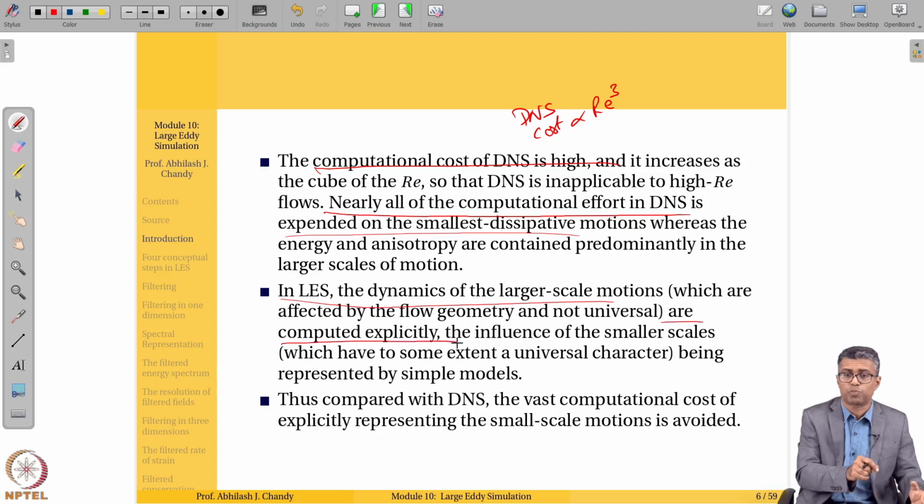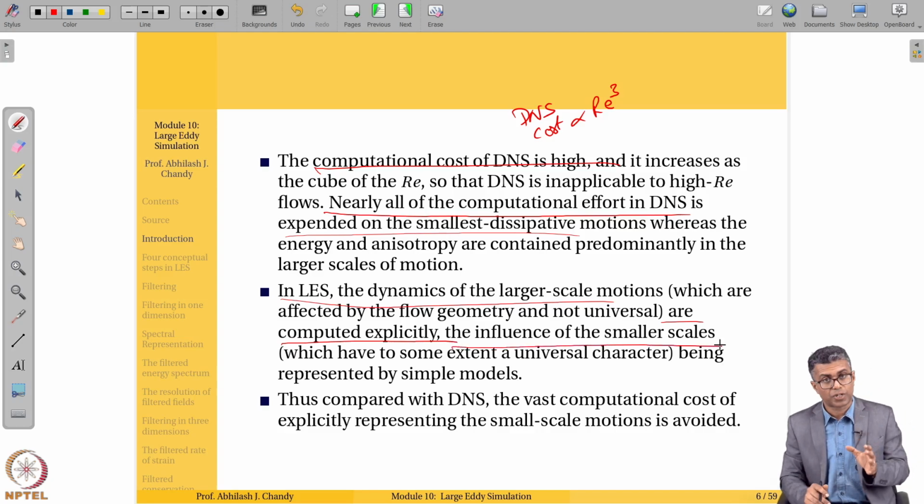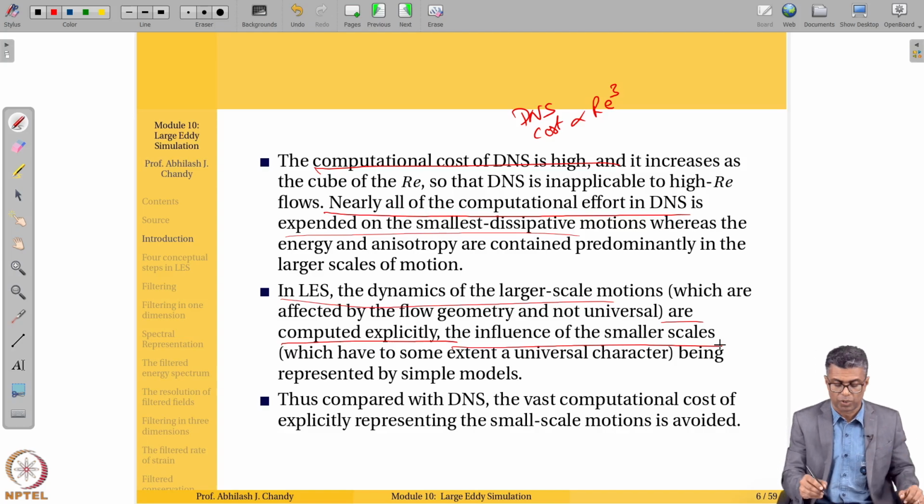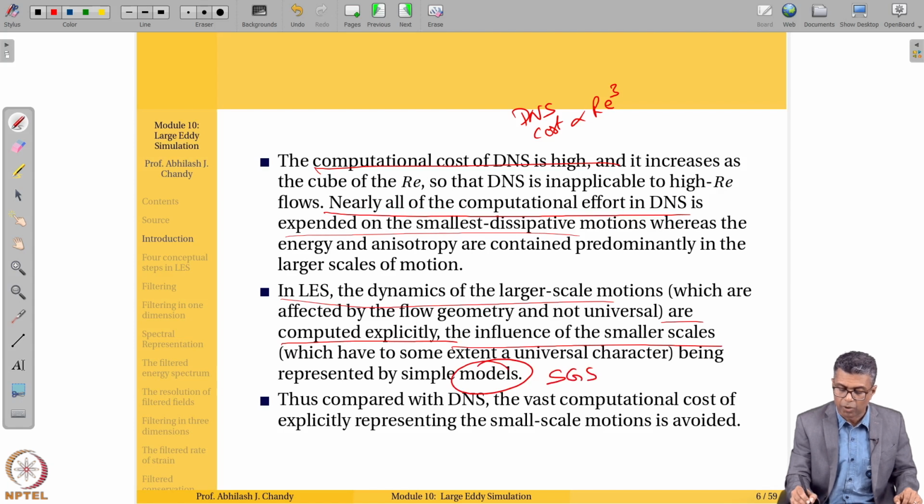And the influence of smaller scales, which have a universal character, isn't it? According to Kolmogorov's hypothesis, they are universal. That is the universal equilibrium range. Anything beyond the large scale. Remember the energy demarcation length scale, LEI. We'll come across that a lot in this module as well. The energy demarcation length scale, LEI, beyond that, meaning anything less than LEI, are all in the universal equilibrium range. So those are represented by simple models, what we call subgrid scale models.